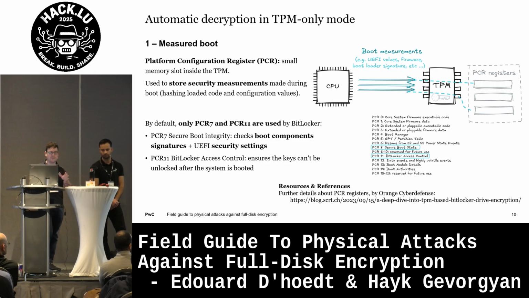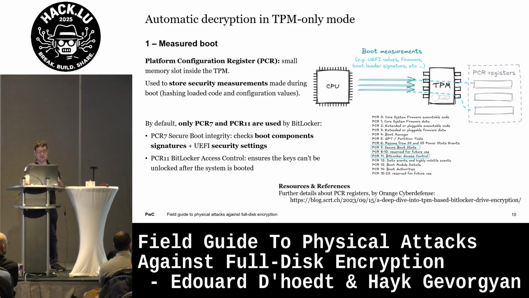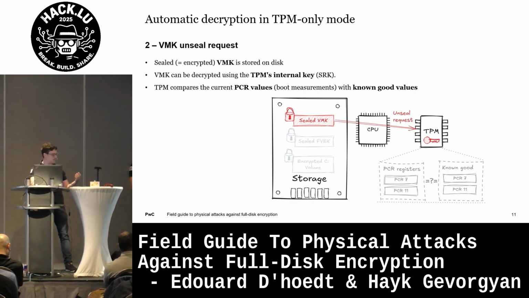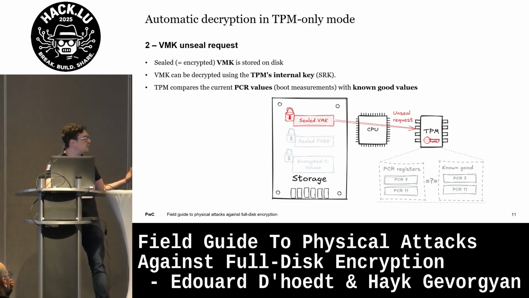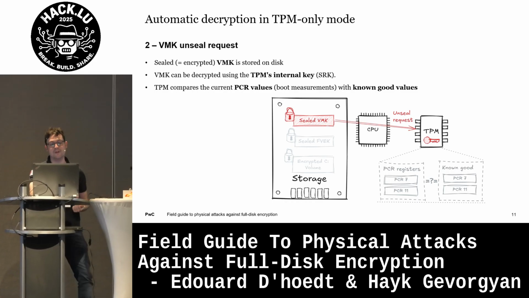And PCR 11 is a bit of a special case. It's used to ensure that keys can be unlocked after the system has been booted. There are multiple options. It can be configured, but that's the default configuration. So when it boots, it writes the measurements inside the PCR registers, and then at the end, the sealed VMK, so the encrypted top level key, is sent to the TPM to be decrypted.